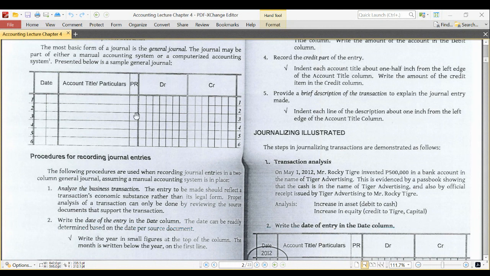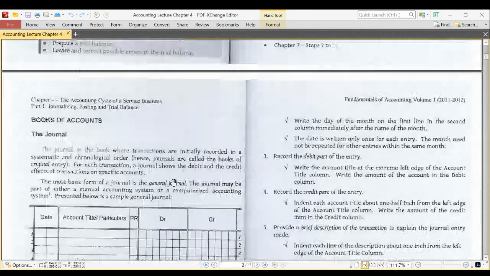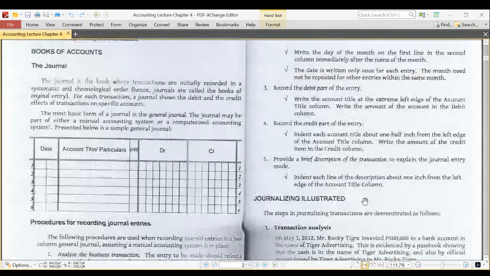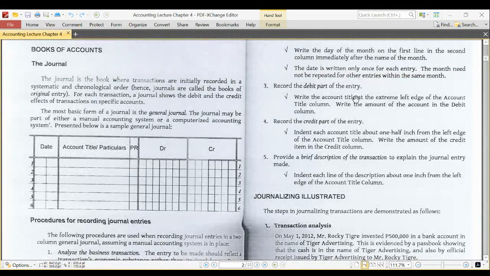And then, ano yung PR? Yan yung reference. Lalagay mo yung reference number ng invoice o di kaya ng sales invoice, yung mga source document mo, dito mo. Reference lang yan. Okay, and then, ayun. So, after determining the date, you record the debit part of the entry, and then you record the credit part of the entry.